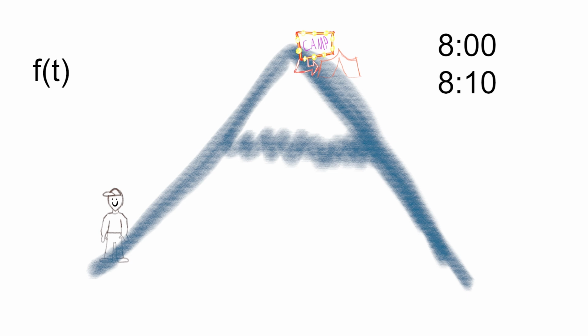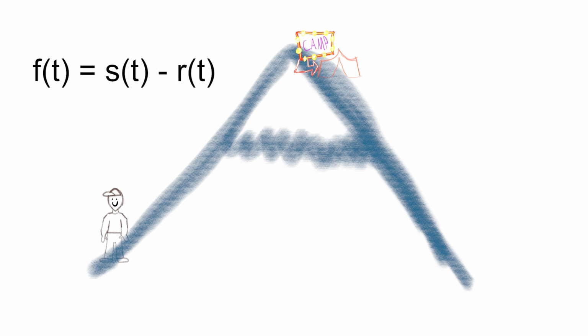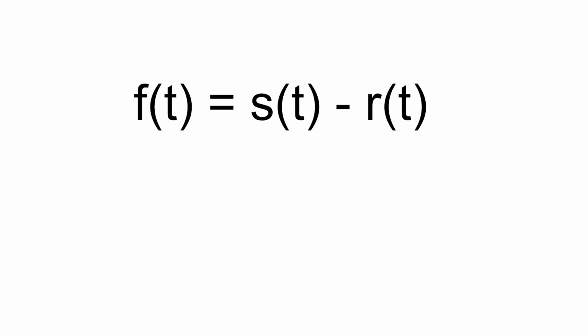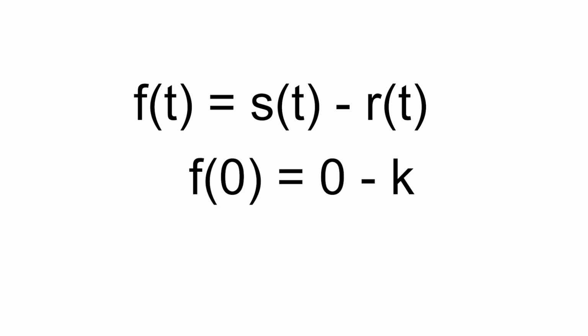Now to find f of t, we need to find s of t and r of t. So when t equals 0, s of t also equals 0, because when you have 0 minutes on your hike up the mountain, you haven't traveled up the mountain at all. And when t equals 0, r of t equals k, because when this guy doesn't start his walk down the mountain yet, he's still up at k, up at camp. That means that f of t when t equals 0 would be 0 minus k, which is some negative value less than 0, because we know that k is a positive number.